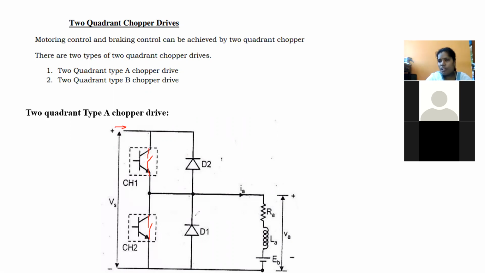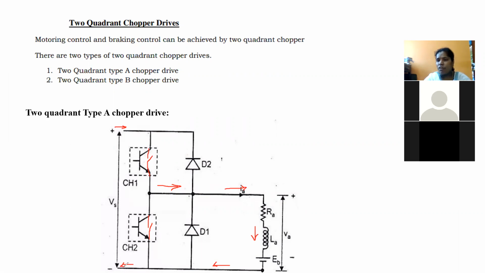Before going to that statement, just listen. Whenever this chopper 1 is in on state, what about this inductance working? Is it going to absorb the energy or going to deliver the energy? It is the path already explained by me when chopper 1 is in on state. Is it right or not? All of you please respond.